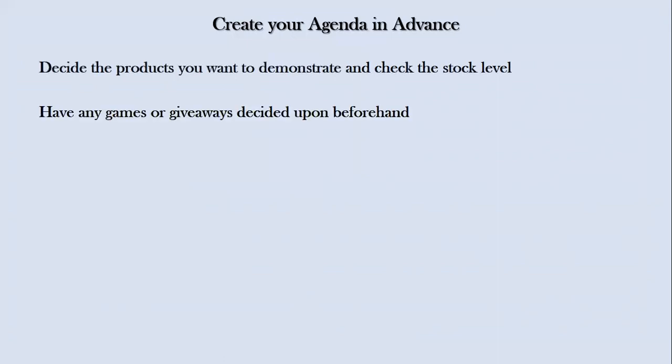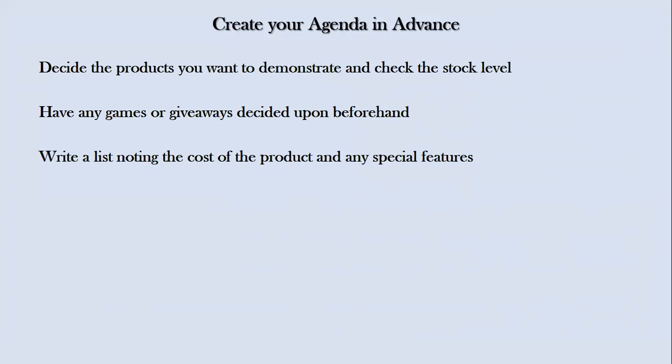Have any games or giveaways that you're going to be doing decided upon beforehand. Don't just think, well, right, what am I going to do? I wonder if I should give this away. I mean, to be natural works quite well. However, being organised is going to save you a lot of time and probably money. Write a list noting the cost of the product and any special features that you want to point out. And obviously the price, make it nice and big so you're not fumbling for the price.